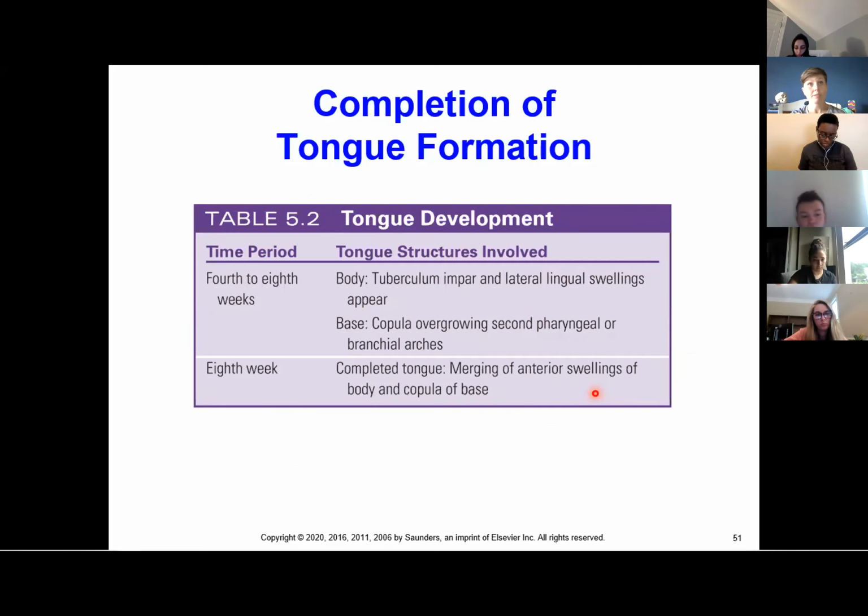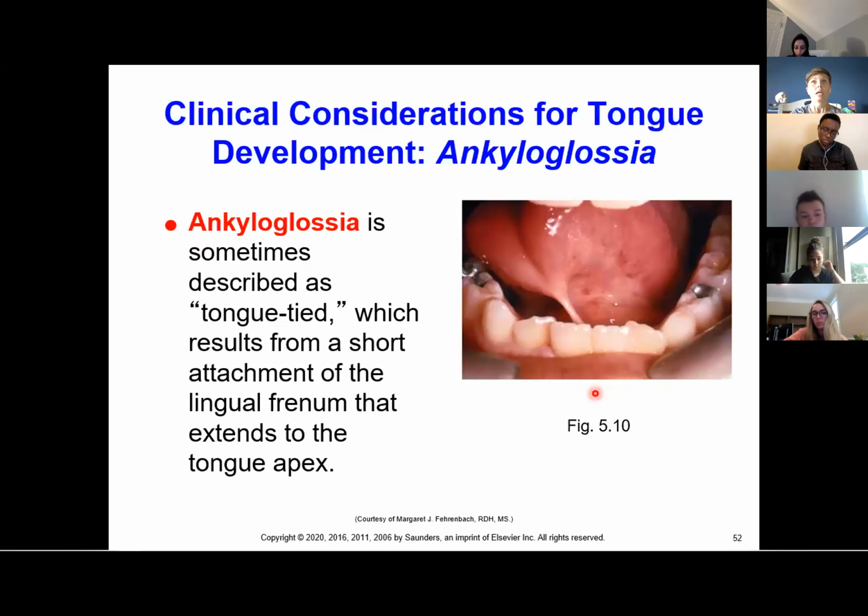This is on page 51 as well. Here is your ankyloglossia. Do you see how that lingual frenum is almost attached to the tip of the tongue? It's like that person who won't be able to stick their tongue out very far, or if they try, the tongue almost flares to the side and that middle part pulls back. It is called tongue tie, and it's where it is attached closer to the apex of the tongue, or the tip of the tongue.